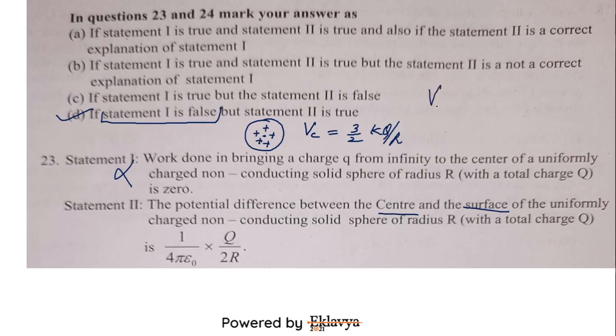So the potential at the surface is kq by r, and when we take the difference of these two, we end up getting this value. So yeah, statement 2 is correct. It had to be correct, because otherwise the question would have become ambiguous.